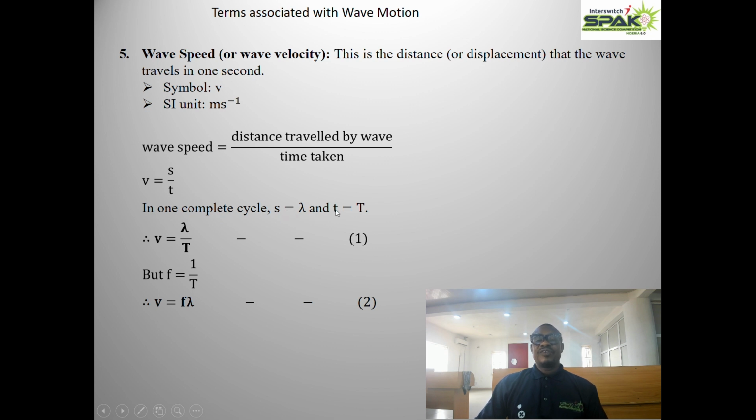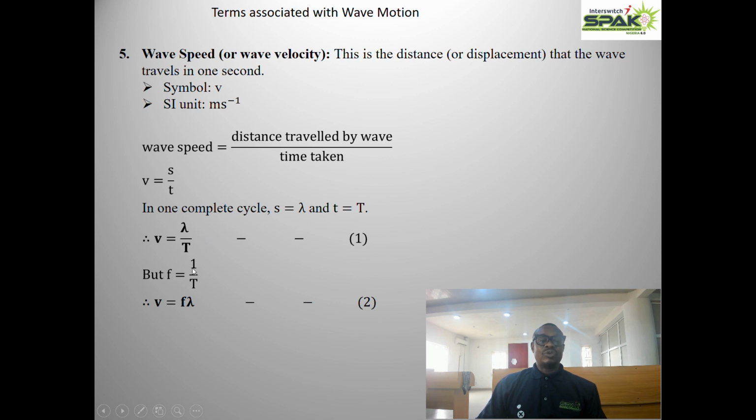And the time taken for one complete cycle is what? It is my period. So if I come over here, I substitute for S, I substitute lambda, because it's also a distance. Then the time for one cycle is the period, which is substituted here. But then I know that my f is equal to 1 over T. So if I now make T the subject of the formula, T will now become 1 over f.